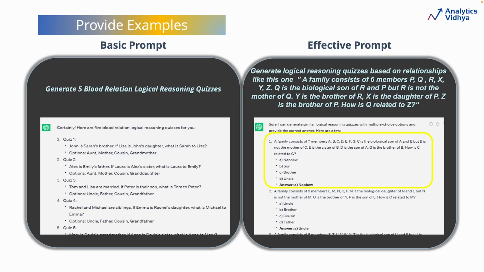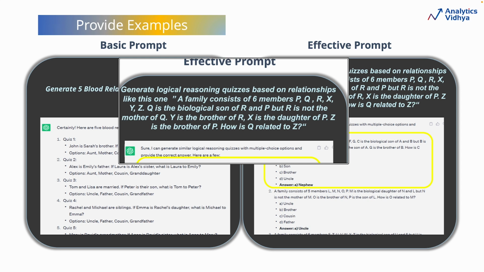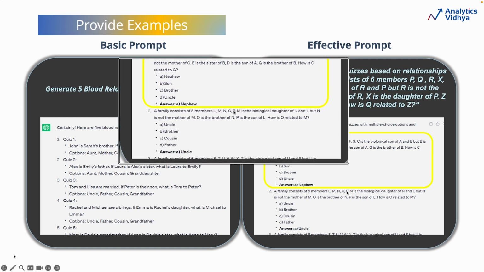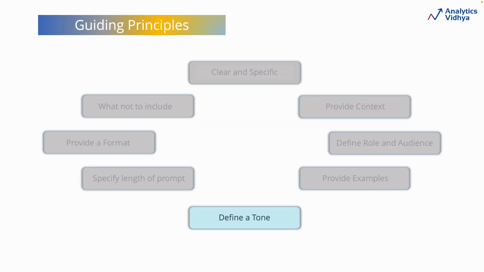Let's say you ask the model to generate 5 blood relation logical reasoning quizzes, versus when you ask it to generate quizzes based on the given prompt like this. As you can see, by providing an example, the tool was able to generate the quiz with appropriate difficulty and structure. Let's now talk about defining a tone in prompts.